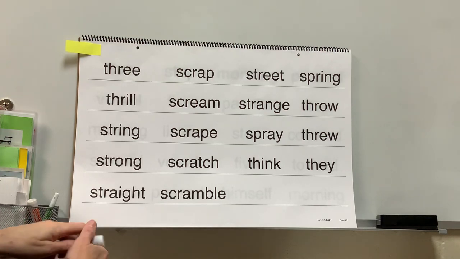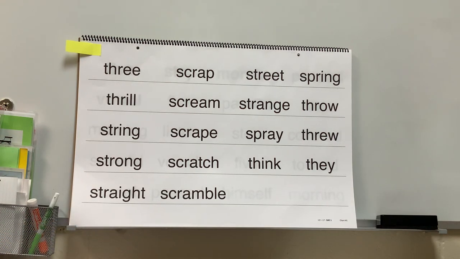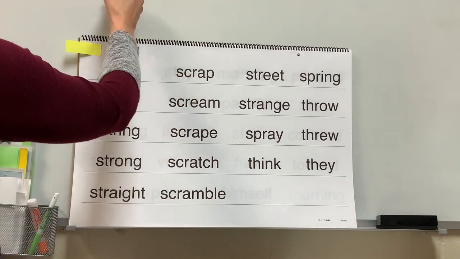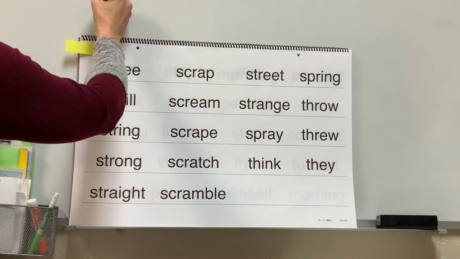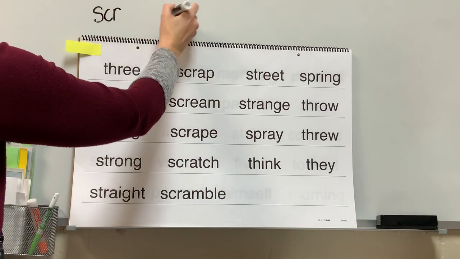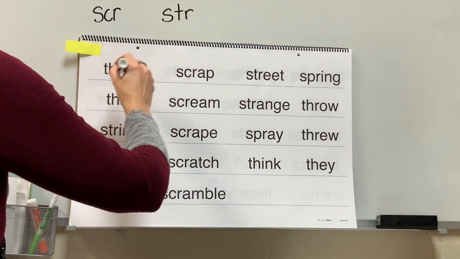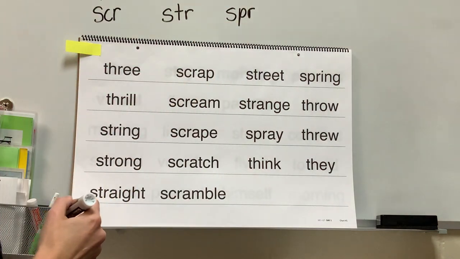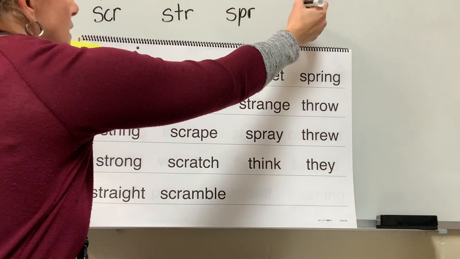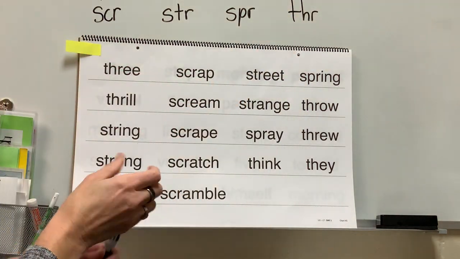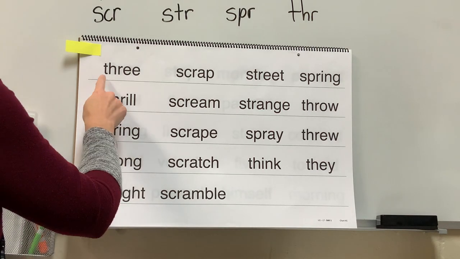Our spelling words this week have our three-letter clusters. Those include SCR, STR, SPR, and THR. Let's read our spelling list first.